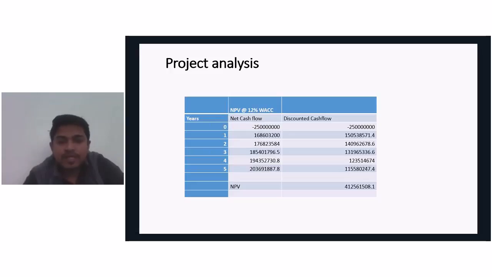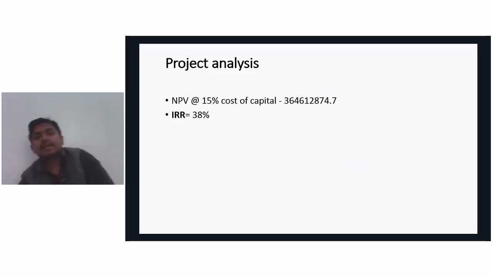And then as the next analysis technique, I have gone to the IRR. I took the NPV at 15% cost of capital to calculate the IRR. Based on that, this IRR is shown as 38%. The IRR is higher than this project's cost of capital.